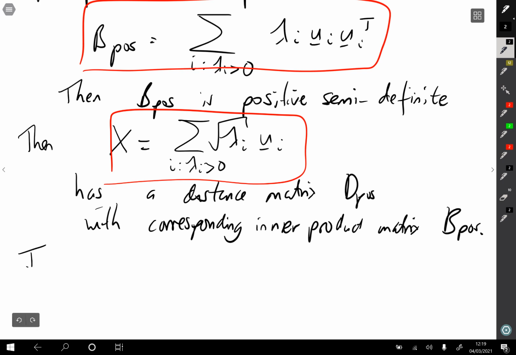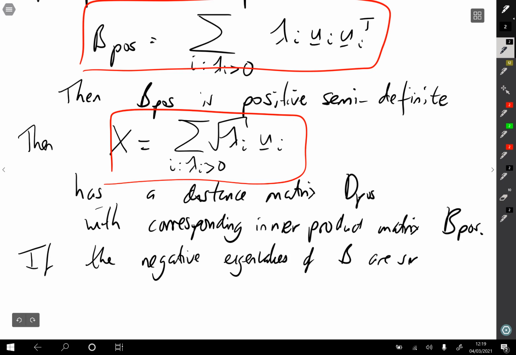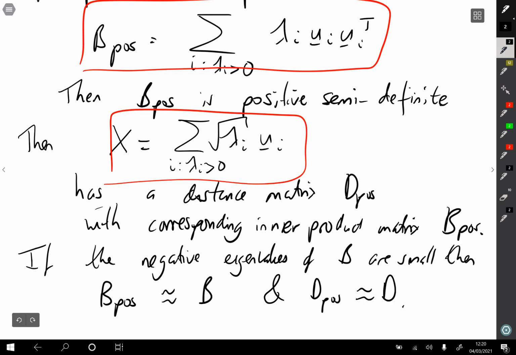And if the negative eigenvalues of B are small, then B pos might approximately equal B, and D pos might approximately equal the original distance matrix D. Okay, so let's look at an example.